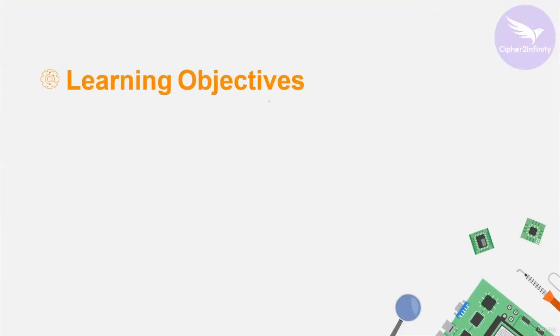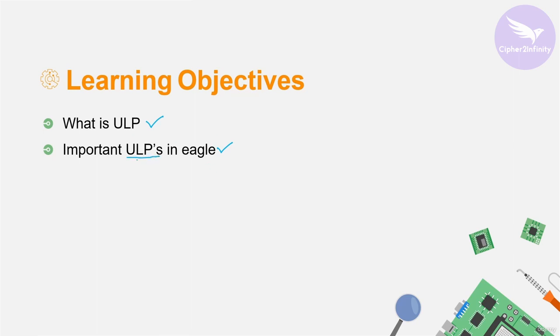So now let me tell you what you are going to learn in this video. The first point is what is ULP. Again I will explain the definition of ULP, and we will see the full form of ULP and what the purpose of ULP is in the Eagle software. Then the next point is important ULPs in Eagle. There are actually a lot of ULPs in the Eagle software, and out of all those ULPs, we are just going to discuss some important ULPs in this particular video. Okay, so that's how we are going to cover this video. Now let's start.